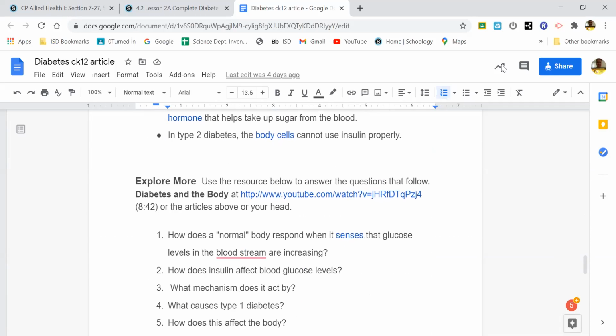So number 1, we could watch that YouTube to answer this question, but I'm going to answer it. How does a normal body respond when it senses that glucose levels in the bloodstream are increasing? The pancreas releases insulin. Pancreas releases insulin for number 1.